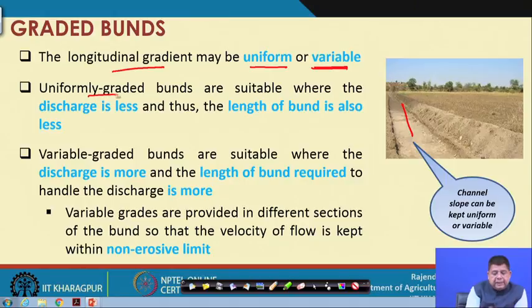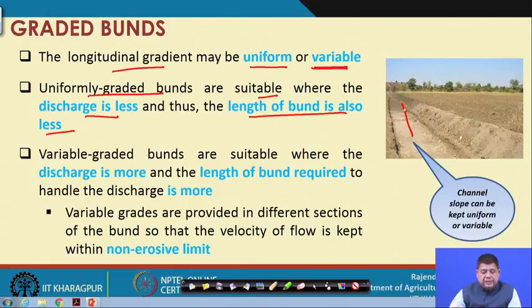The uniformly graded bunds are suitable where the discharge is less, and thus the length of bund is also less. So, if the discharge to be handled is less and the length of the bund, or the length of the field itself, is less, then we go for uniformly graded bunds. And variable graded bunds are suitable where the discharge is more and the length of bund required to handle the discharge is more.